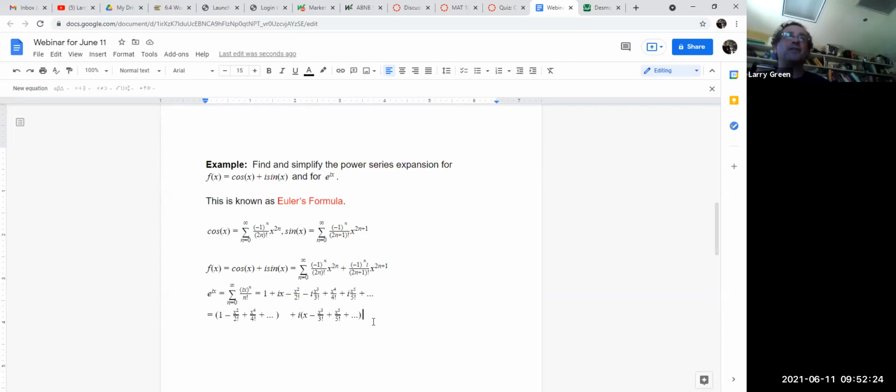What is this equal to? And this is a big, big, big theorem. If you look at 1 minus x squared over 2 factorial plus x to the 4th over 4 factorial, the next one will be minus x to the 6th over 6 factorial. What's in the parentheses here? Anyone see it?